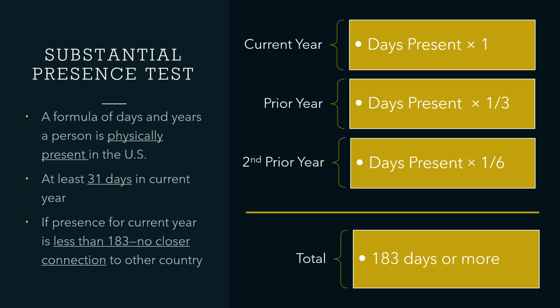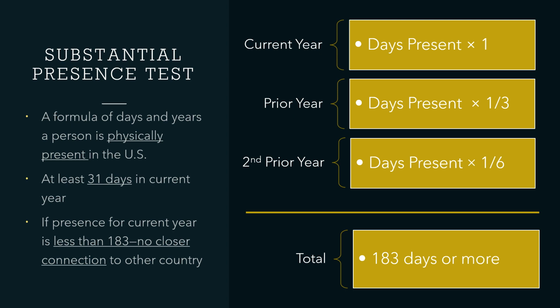If they've been present for at least 31 days, then we need to look at whether they've been present in this current tax year less than 183 days. And if that's the case, we start to look at if they've had a closer connection to another country. And a closer connection very often involves maintaining a residence in another country and the intent to return to that residence as main home. If our client has been present at least 31 days in the current tax year and they have no closer connection to another country, then we start our formula.